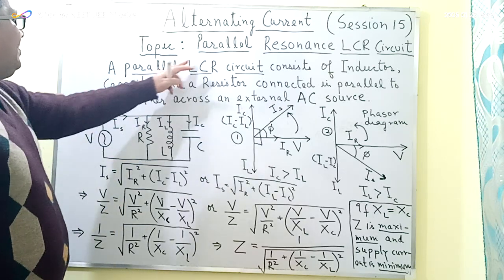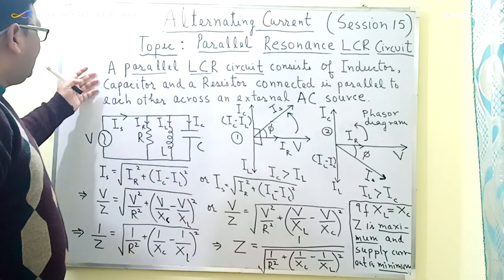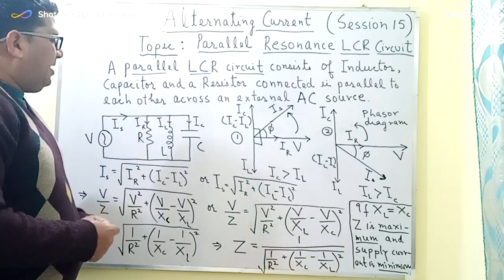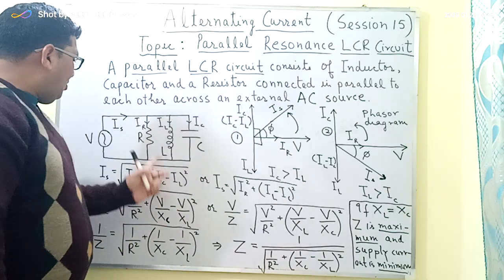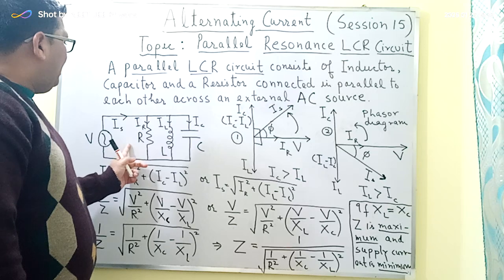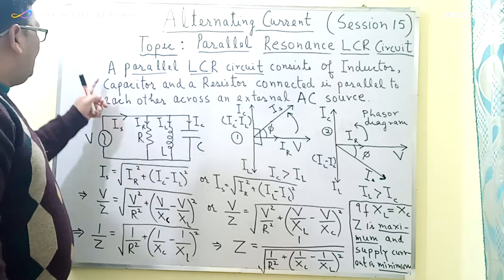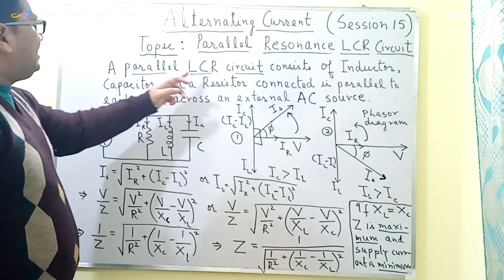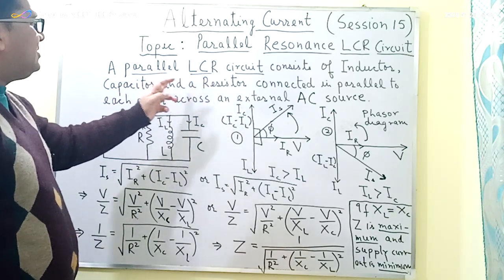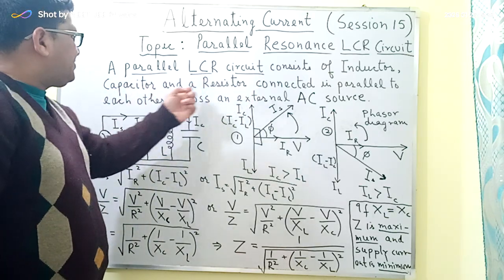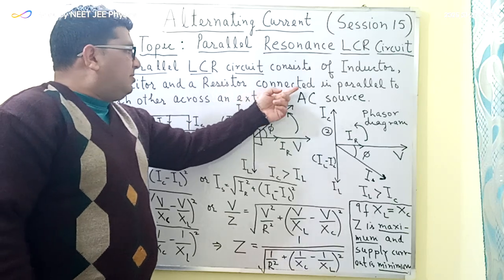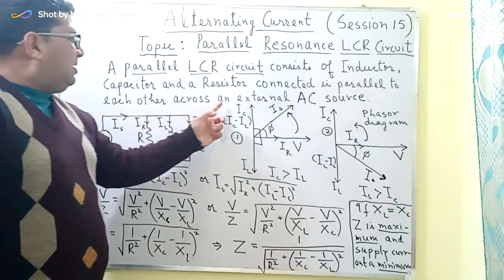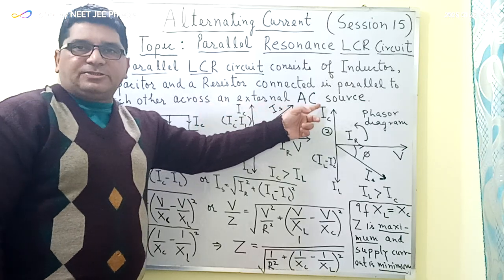So with reference to this point, I have written the definition of the parallel LCR circuit, and I have drawn the phasor diagram of this parallel LCR circuit. The definition of the parallel LCR circuit is that it consists of an inductor, capacitor and a resistor connected in parallel to each other across an external AC source.